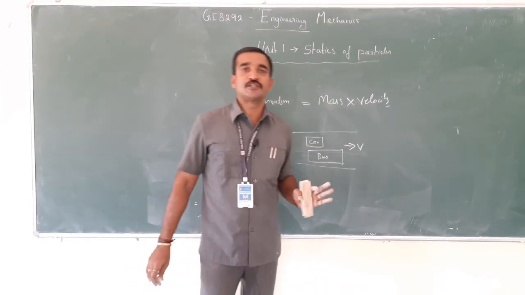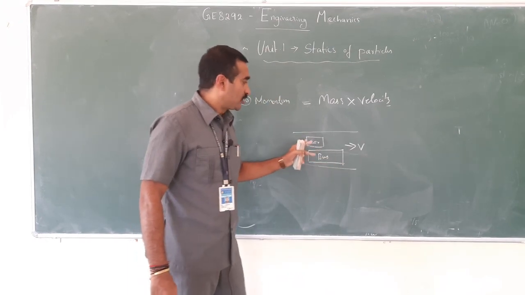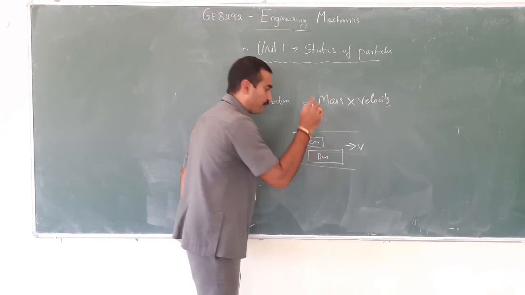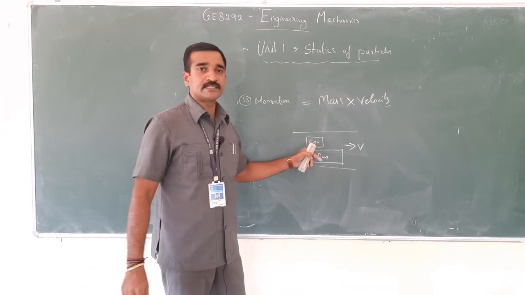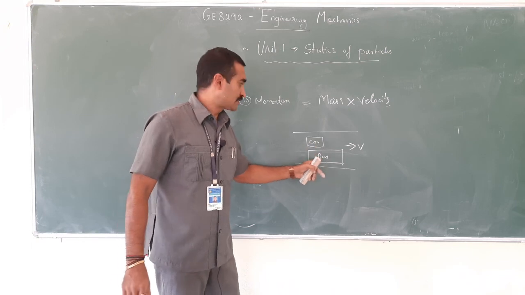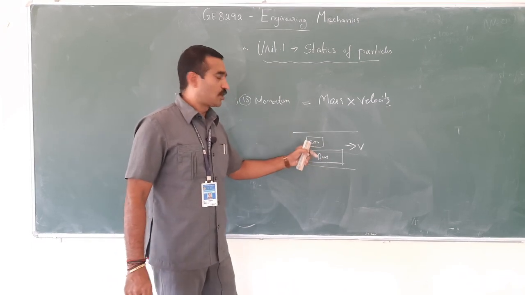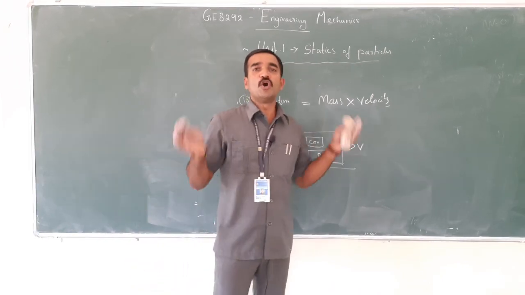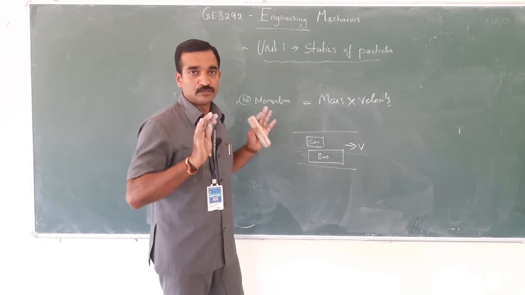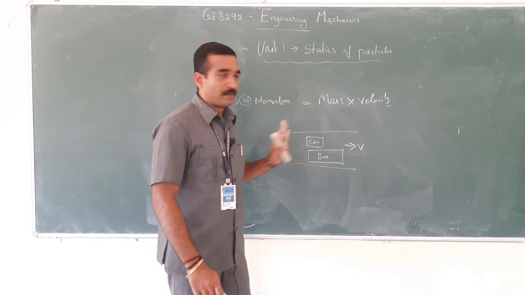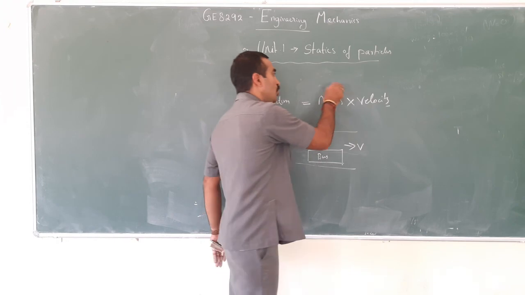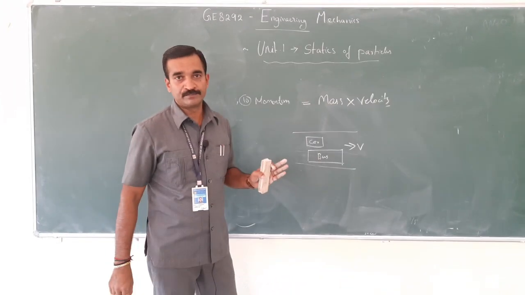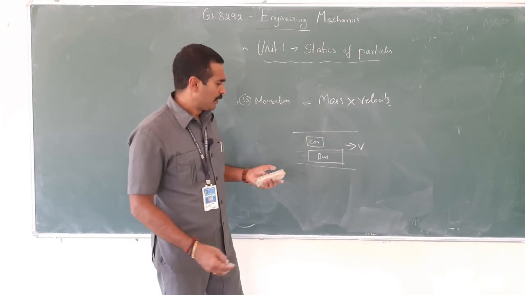Which one stops first? The car will stop first. The reason is that the car mass is less than the mass of the bus. So the car will stop first, and for the bus they need to apply more force on the pedal to stop it. Where you have more mass, the momentum is proportional. This is the example for this one.